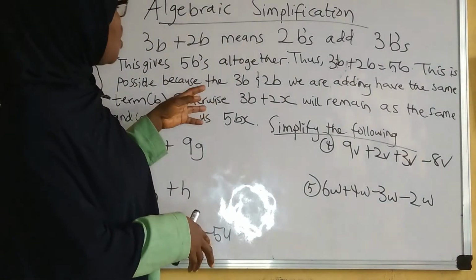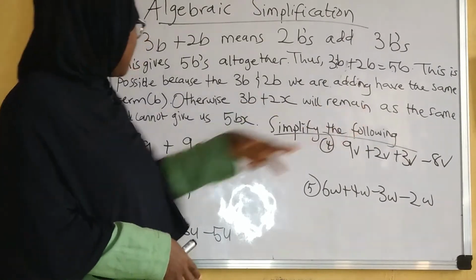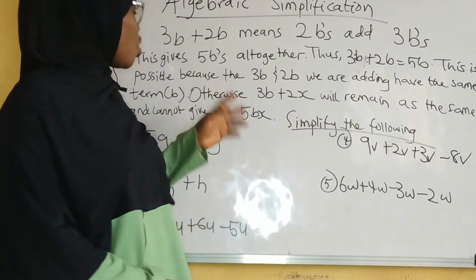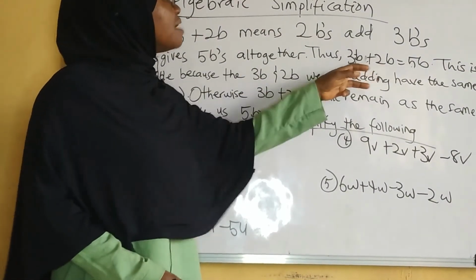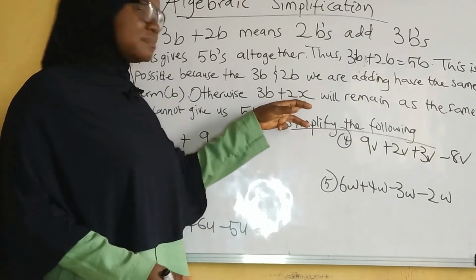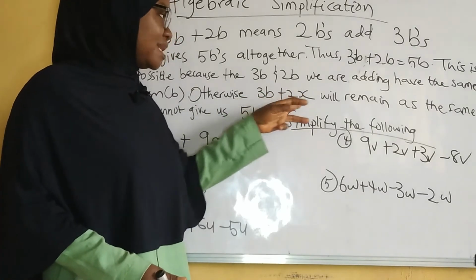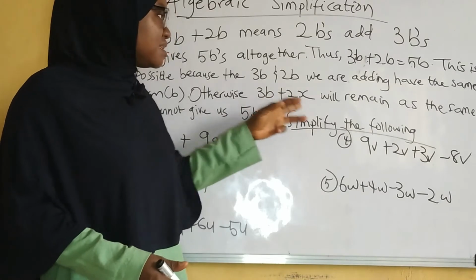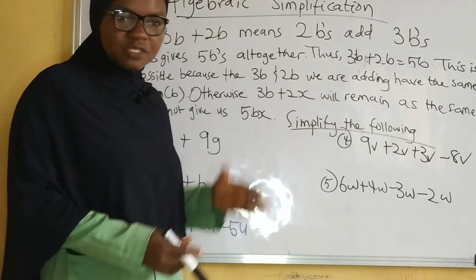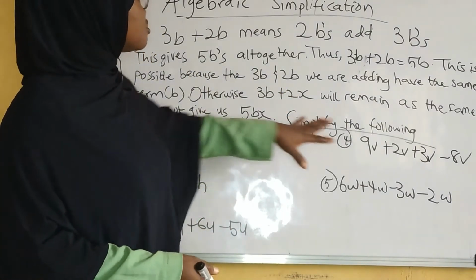So, otherwise, if they are not the same term, like I have 3b plus 2x, it will remain the same and cannot give us 5bx. All right. So, because they have the same term, it's easy for us to just add. Do you understand? Now in this case, they don't have the same term. I have 3 bags here and I have like 2 xylophones here. You cannot possibly add the 2 together. Why? Because they don't have the same term. That means they're going to remain the same. It's just 3b plus 2x. We cannot add them together. Do you understand? All right, now based on that, we are going to simplify the following.